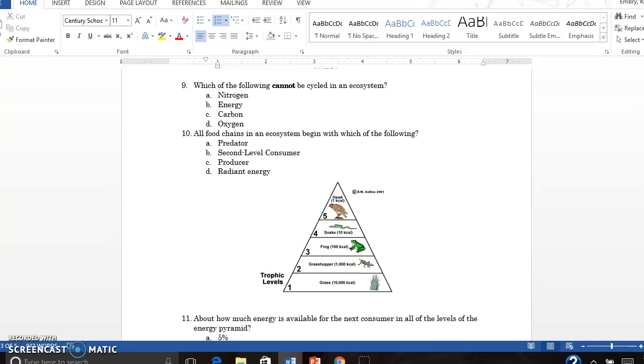And the way you use nitrogen is any proteins that you eat usually always contain nitrogen. They have nitrogen bases. Your DNA is nitrogen based. Okay, so nitrogen can be cycled. Carbon can be cycled. Oxygen can be cycled. Nitrogen, carbon, and oxygen, those are all matter. They're all gases. So the only thing that cannot be cycled is energy.